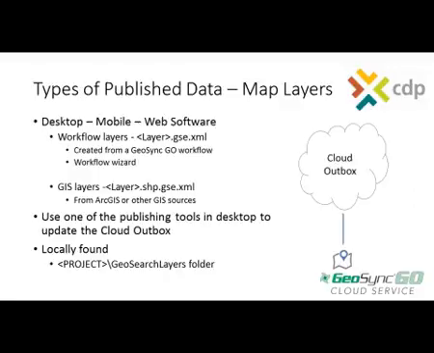Most often the naming convention for any GIS layer is going to be the layer name .shp.gse.xml, and that's the name that's created from the export tool that we use in the ArcGIS environment. Map layers can be updated by either one of the publishing tools that are available in the desktop, and you can use either one of those. And all map layers are locally found under the project name GeoSearch Layers folder.